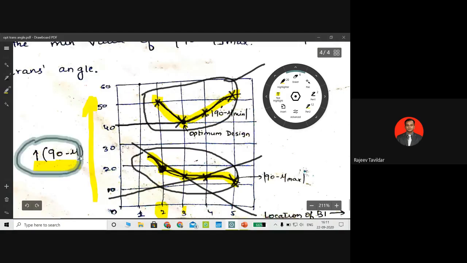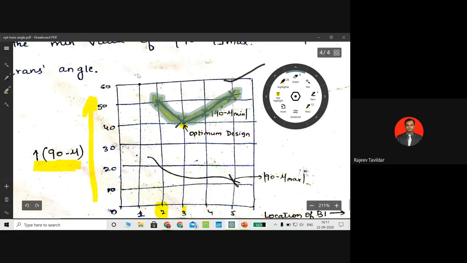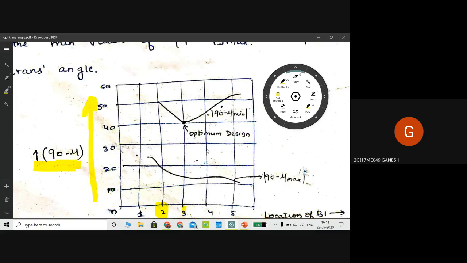Now let me know if you have any doubts here. We'll clear it off. Any doubts? Sir, how did we trace the curves of the locus of B1 and B2?